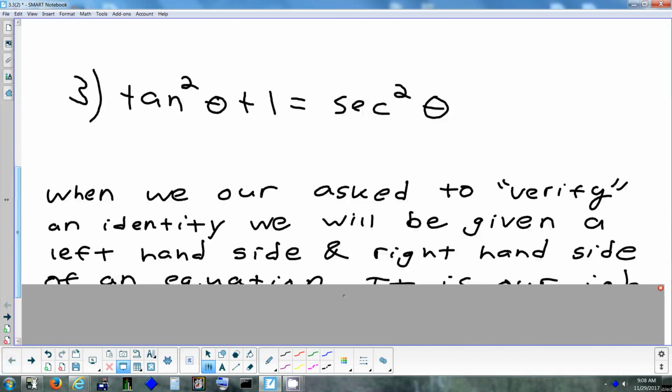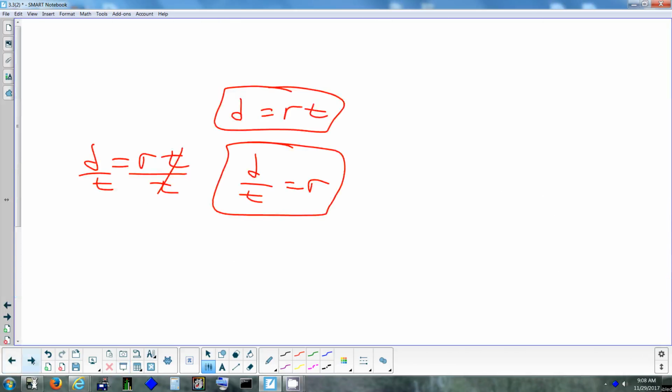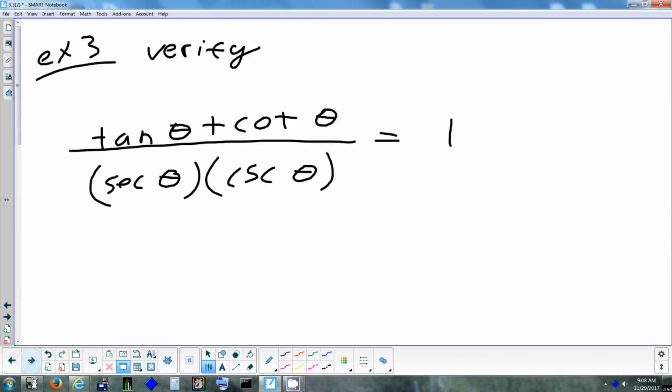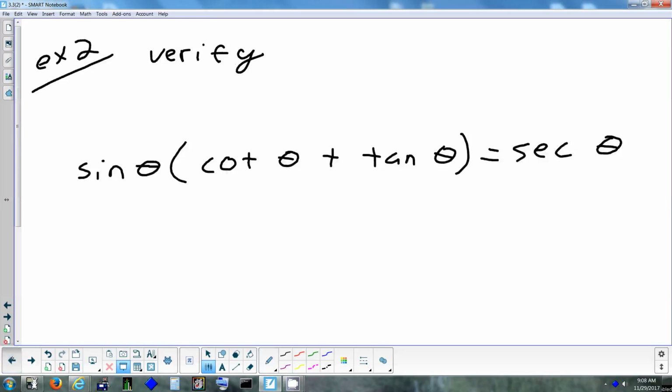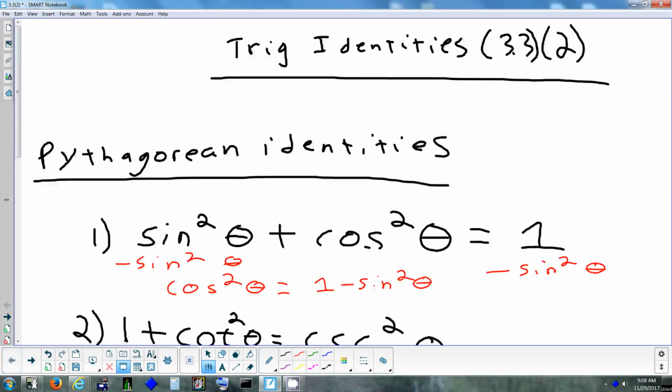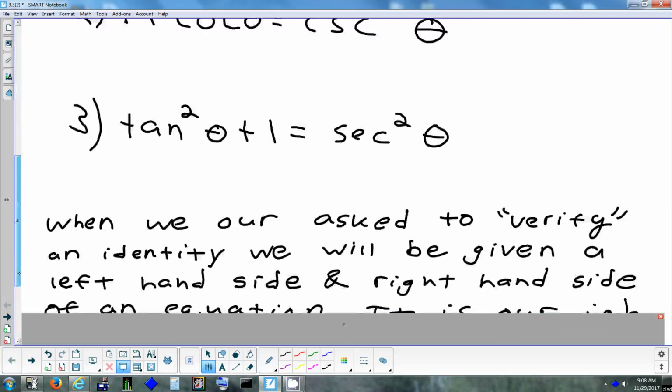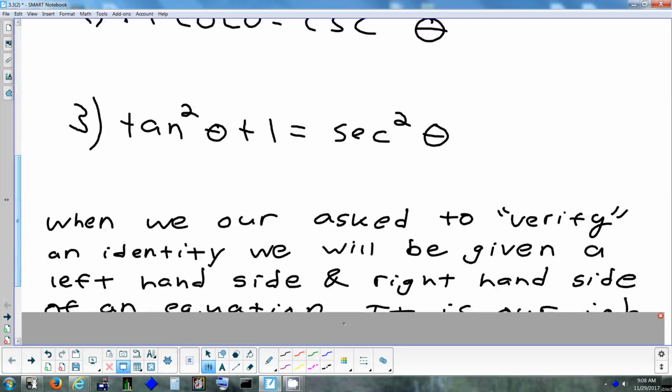Simplify is a little harder. I don't know if I have any simplifies today. No. But yesterday in the notes we did simplify. Well, simplify is kind of open-ended. All simplify means is you get a problem and you do as much work as you can until you think you're done. With simplify you don't know when you're done.